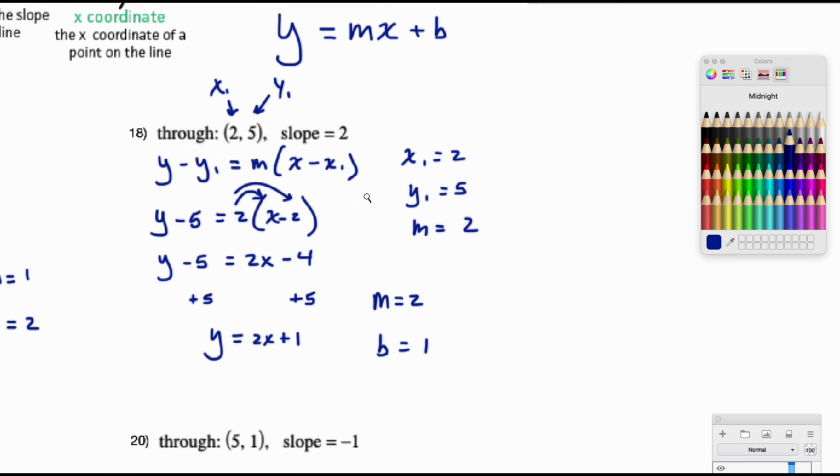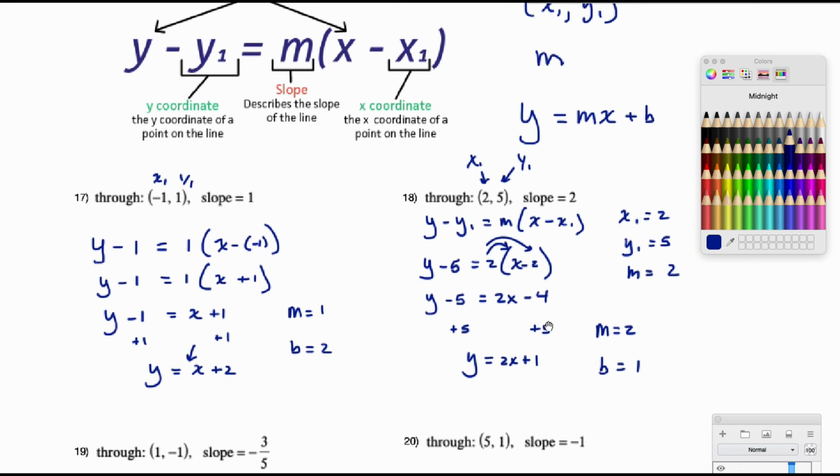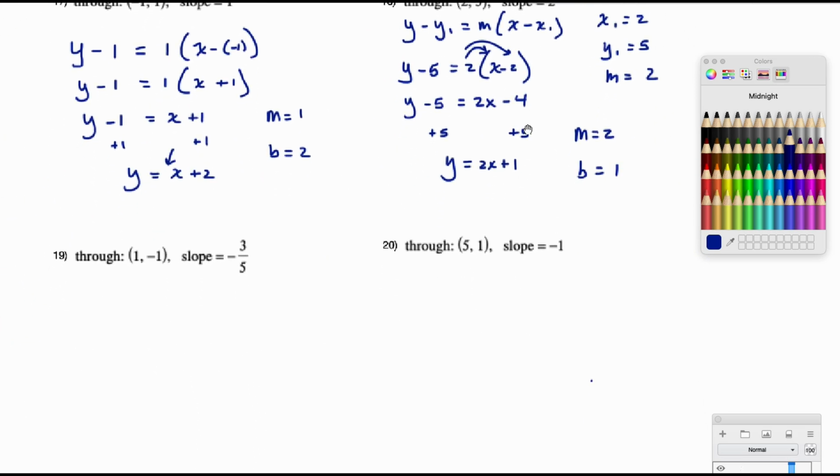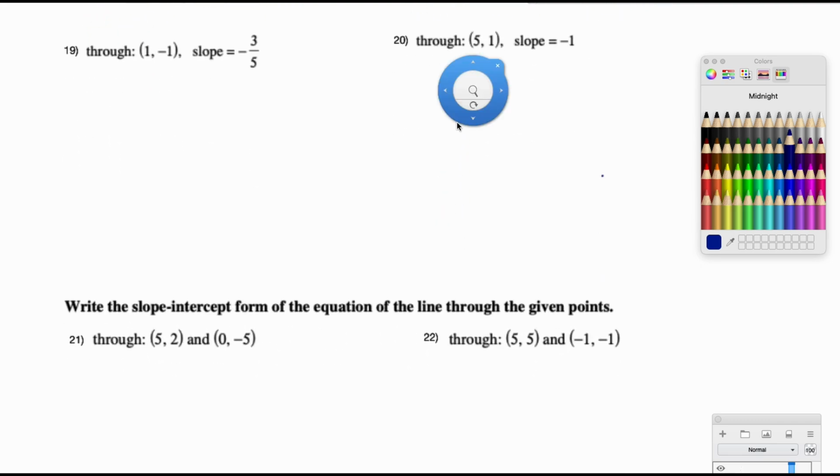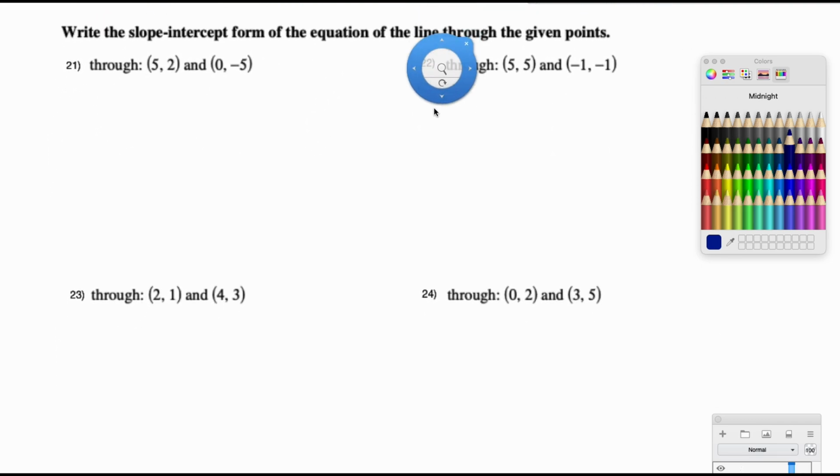Okay, so that's all we need to do with this section. We got 2 more here. I'll leave it up for you guys to do. In this last one here, we got 2 points. And we're looking for the slope-intercept form of the equation, which is y equals mx plus b. So we need to find m and we need to find b.